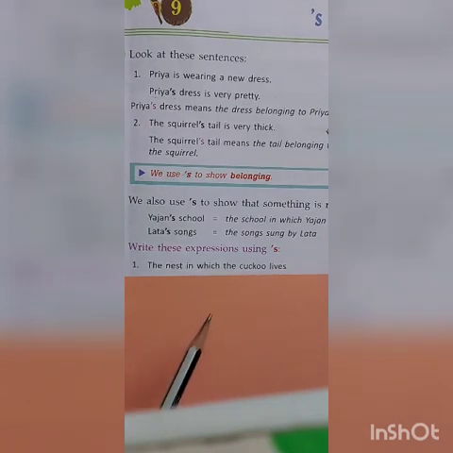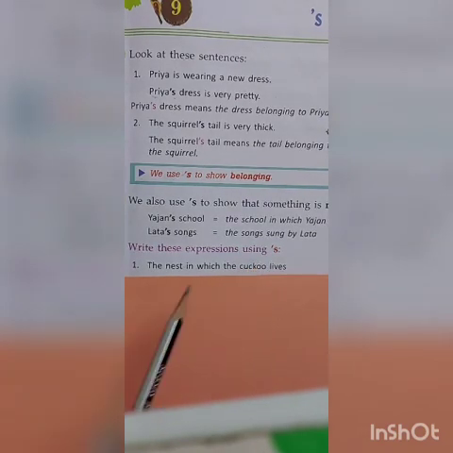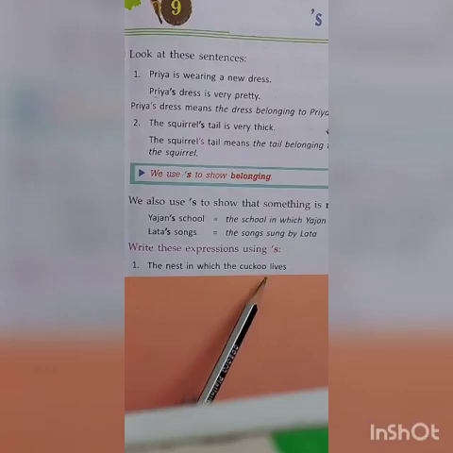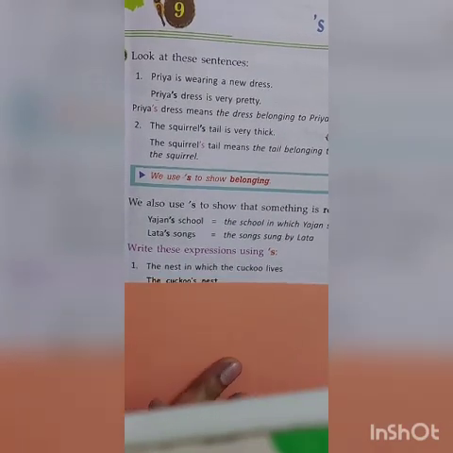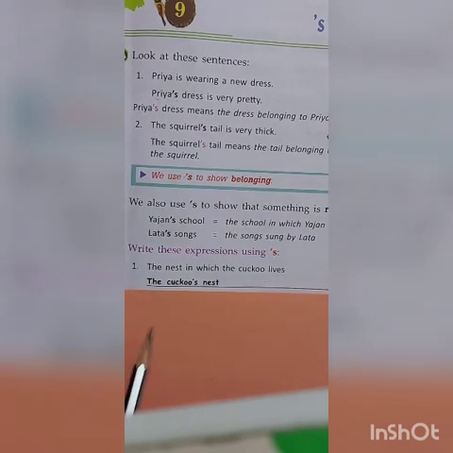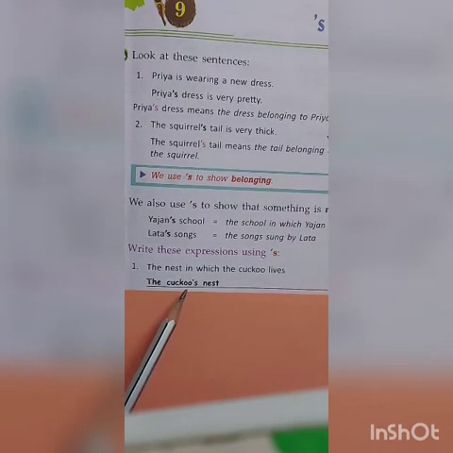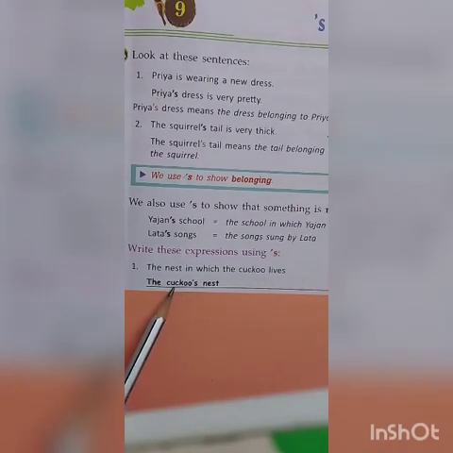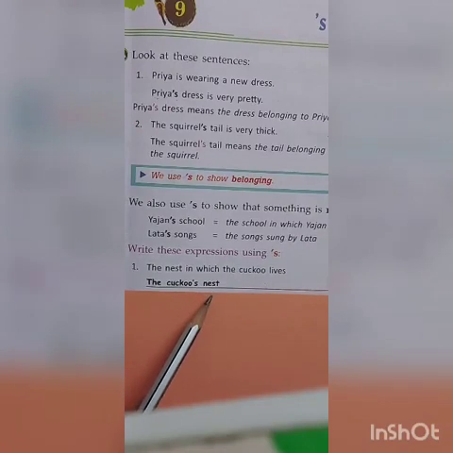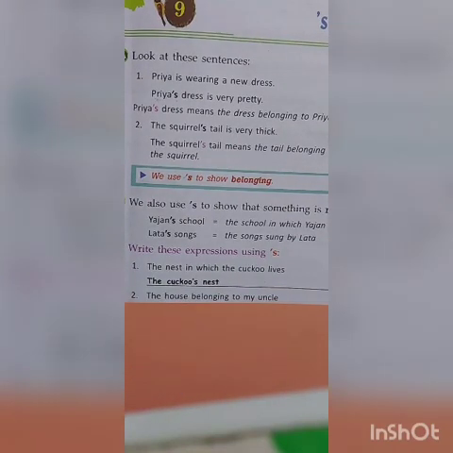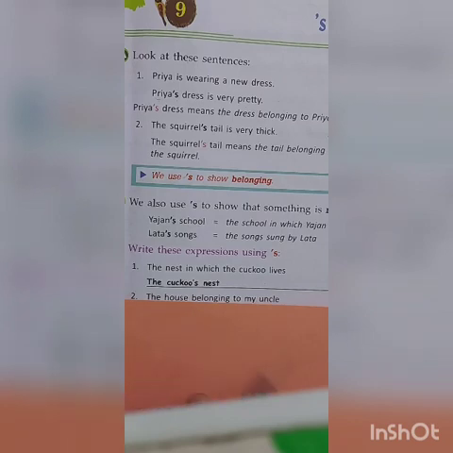Write these expressions using apostrophe S. The nest in which the cuckoo lives. So, we can also write it as the cuckoo's nest. Because the nest belongs to whom? The nest belongs to the cuckoo. That is why we have written it as the cuckoo's nest. Cuckoo apostrophe S, nest.